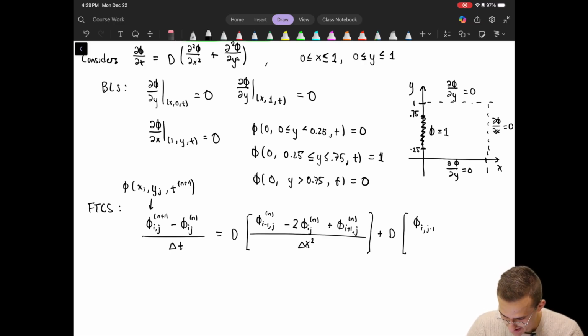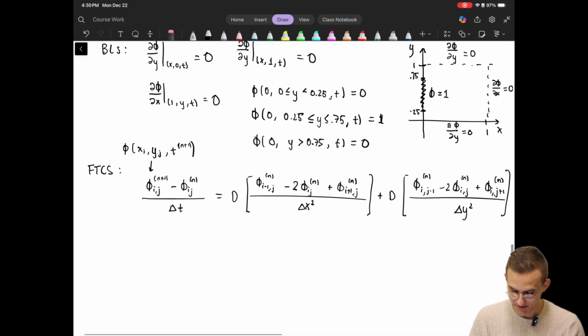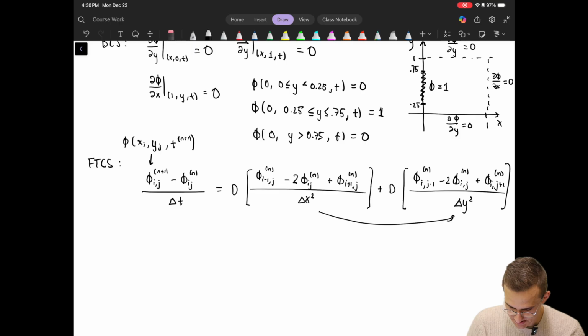Then we have phi_{i,j-1} at time step n, minus 2 times phi_{i,j} at time step n, plus phi_{i,j+1} at time step n, all divided by delta y squared now. Okay, so that's the partial derivative operator applied in both directions. Now for simplicity, this is often the case anyways if we're solving a problem like this, we're going to assume that delta x is equal to delta y.